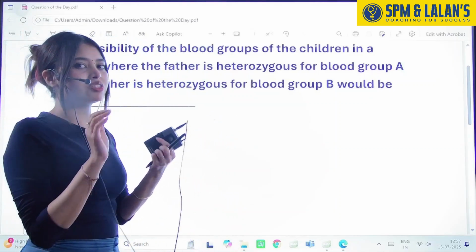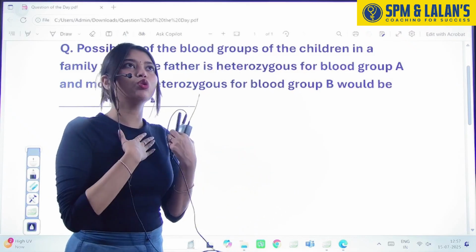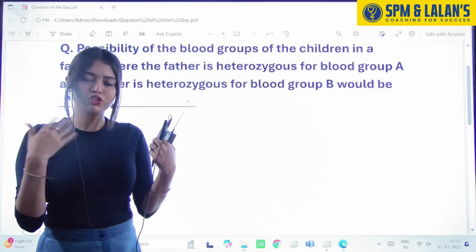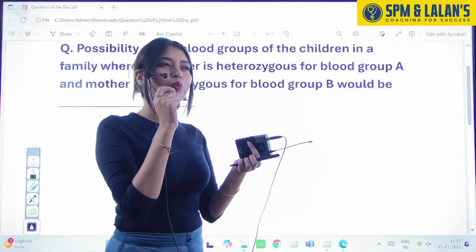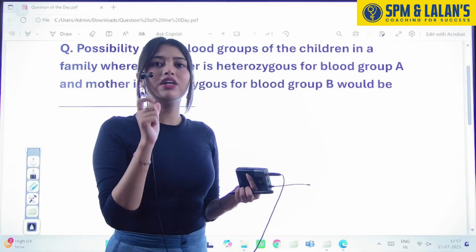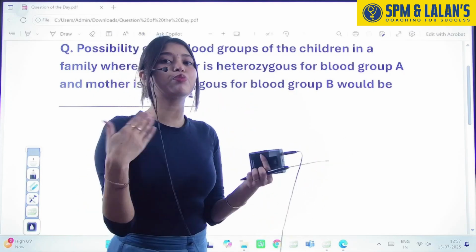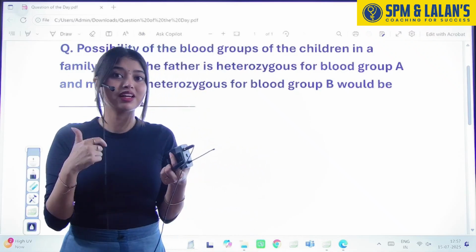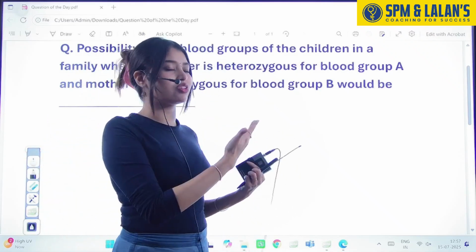Today the question is related to genetics, to be specific blood grouping. Most of us know about our blood group, right? So today I'll tell you how, if we know the blood group of the parents, we can find out the possible blood group of the offspring, the next generation. Today we will discuss that. So I have brought a related question today.